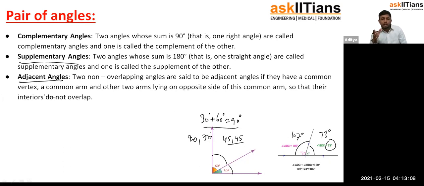What about adjacent angles now? Two non-overlapping angles are said to be adjacent angles if they have a common vertex, a common arm, and two other arms lying on opposite sides of this common arm, so that the interiors do not overlap. Now let us try to make sense of what this actually means.